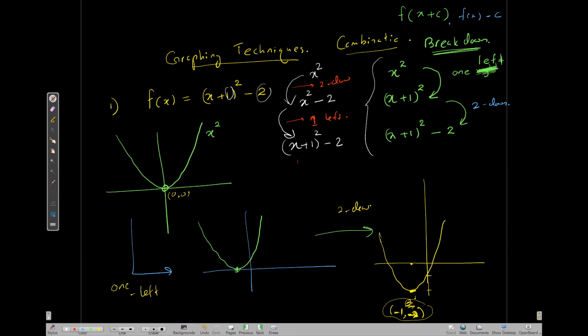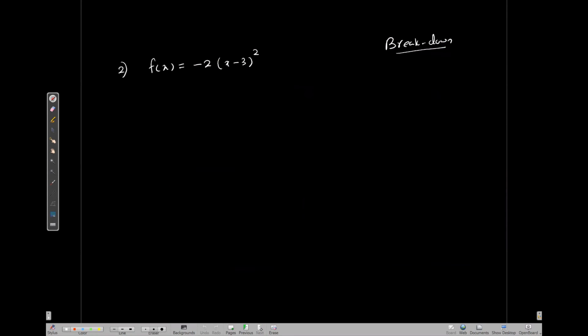Now let me draw this. If you go in this path, what will happen here? This graph will come and go 1, 2 down, and then from there 1 left, and you get to the same graph, right? So the breakdown is not unique from person to person. Now, this is how I would break it down. Even though you can go around with different steps, sometimes there are easy paths.